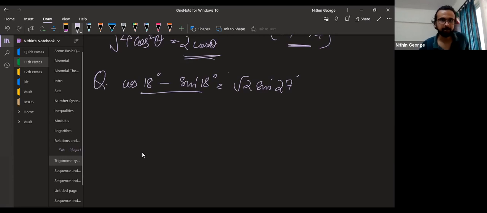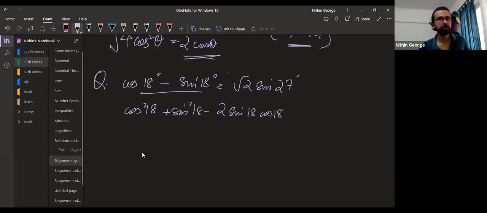All right. So squaring basically leads to one extra root coming. Okay, so just be careful of that. So the method I wanted to suggest, the method he said, was simply to square both sides. What do we get? Cos square 18 plus sine square 18 minus 2 sine 18 cos 18.